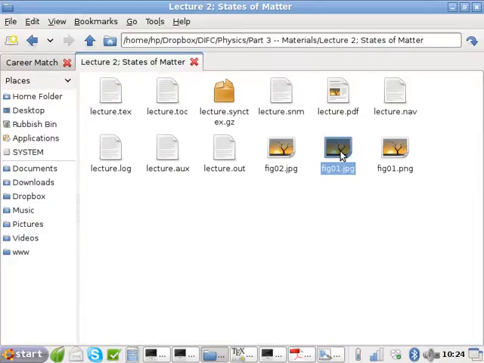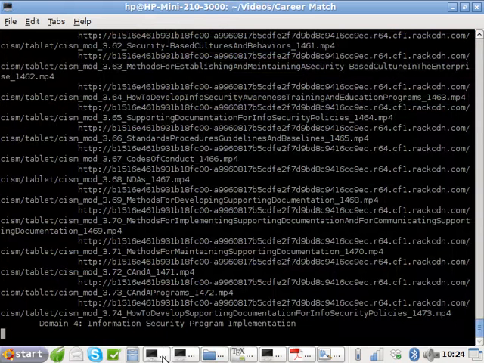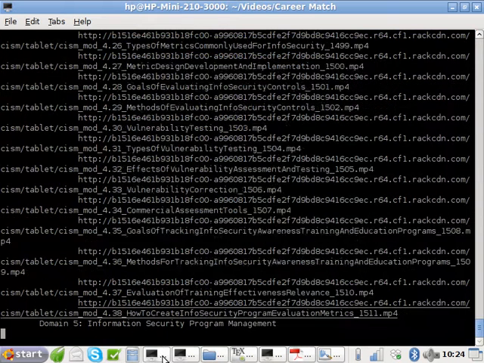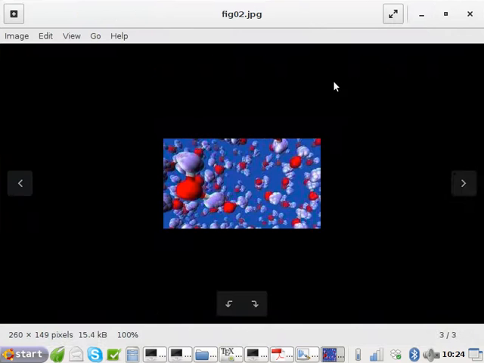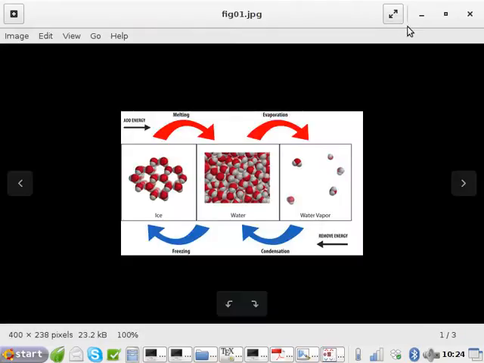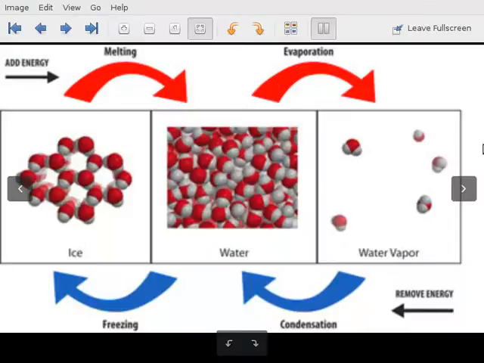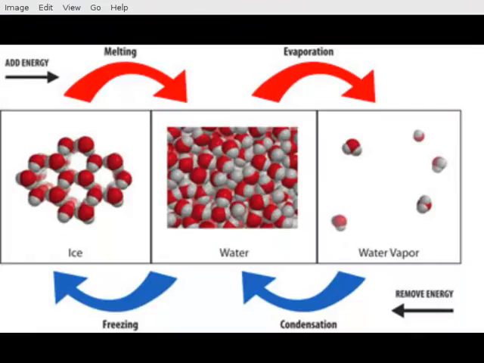Full screen. Okay. Can you see that okay now? Yeah, you can. Actually, if you can draw that, that would be great. Try your best to draw it.